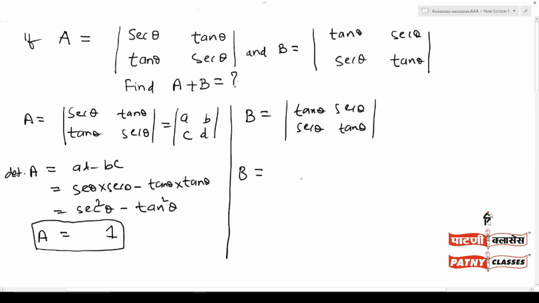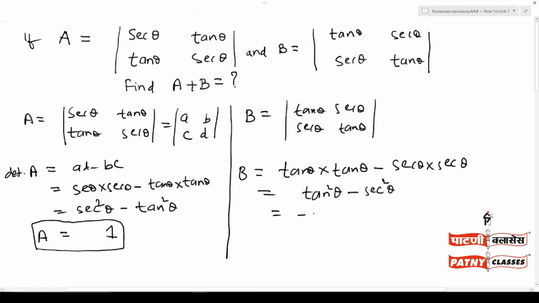Therefore B equals AD minus BC, that is tan theta into tan theta minus sec theta into sec theta, equals tan square theta minus sec square theta. Taking minus common, it is minus of sec square theta minus tan square theta. We know that sec square theta minus tan square theta equals 1. It is a trigonometric identity.